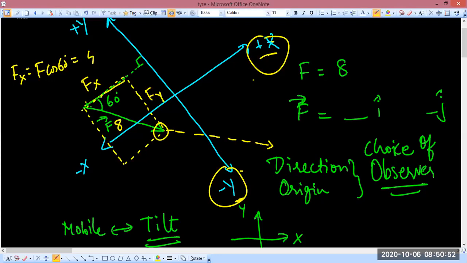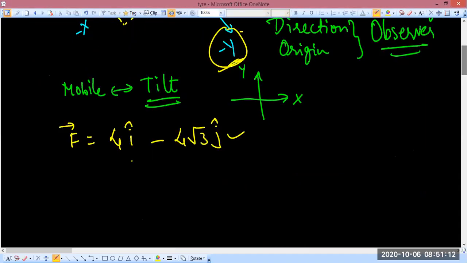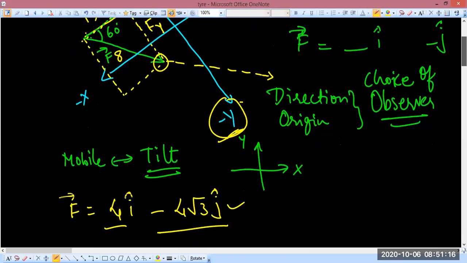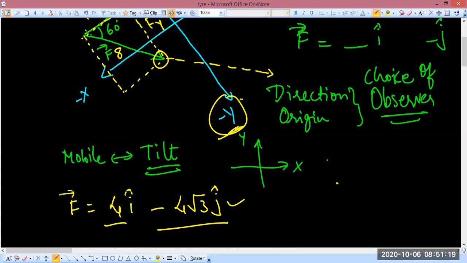Is that clear, Gracie? I hope that is clear to everyone, right? It is pointing towards fourth quadrant. So x is positive and here y is negative, right? That's why 4i caret and minus 4 root 3 j caret. Clear? Okay. I think that's enough of practice, at least here. I'll give you some homework questions also, right? Hopefully they will be passed on to you, right? Okay.